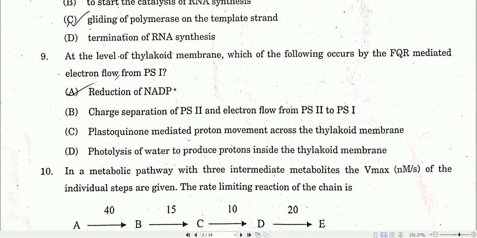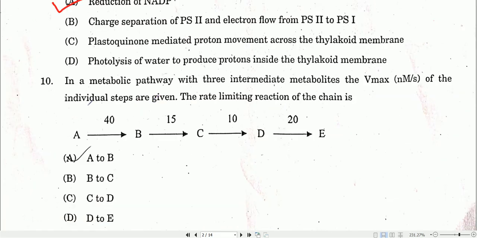Coming to question number 9. At the level of thylakoid membrane, which of the following occurs by FQR mediated electron flow from PS1? So in PS1 there will be a reduction of NADP. So option A will be the correct one.